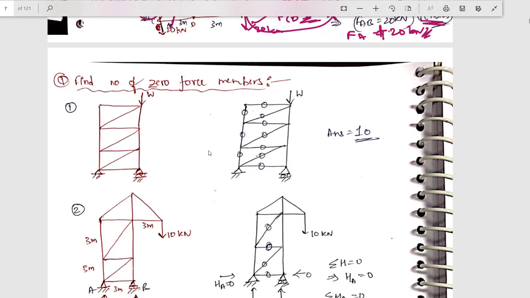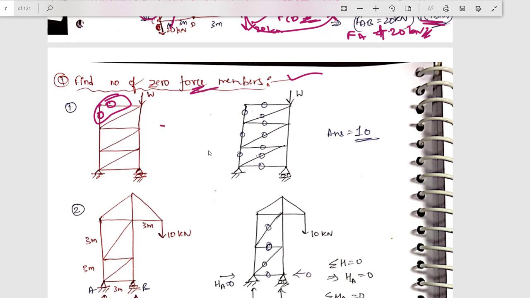Find the zero force member. What do we have to do? We have to find how many zero force members are present in this diagram. Okay. So start from the joint which has 2 members first of all. So it has 2 members and no external load. So what should be the force? 0, 0. Okay. Now you can ignore these 2 members.